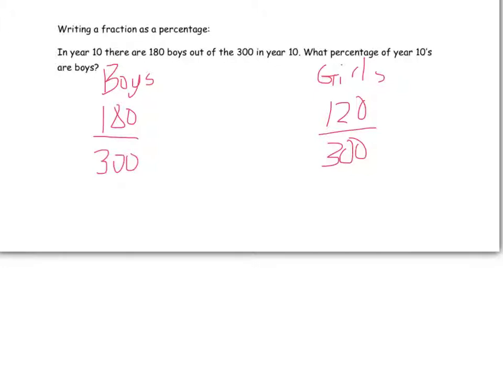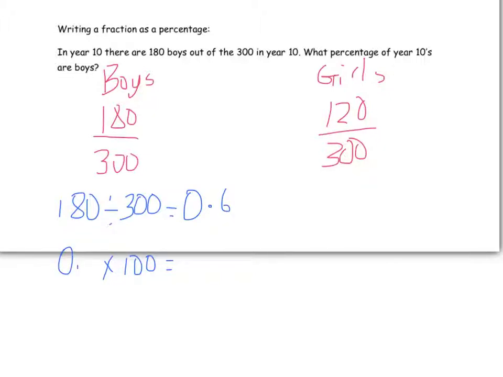Now, to convert these into percentages, we need to firstly do whatever our numerator is, which is the 180, divided by 300, and then take that value and times it by 100. Because percentages are out of 100, that's why we times it by 100. So, firstly, 180 divided by 300 is equal to 0.6. So we take this 0.6 and we times it by 100, which is equal to 60%.